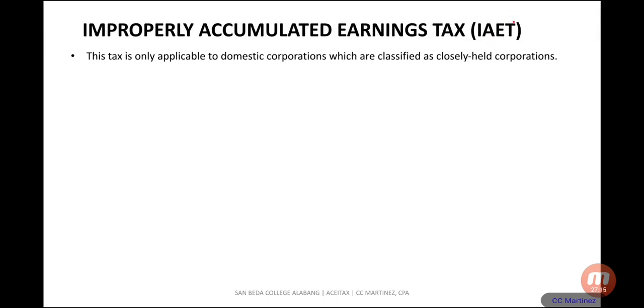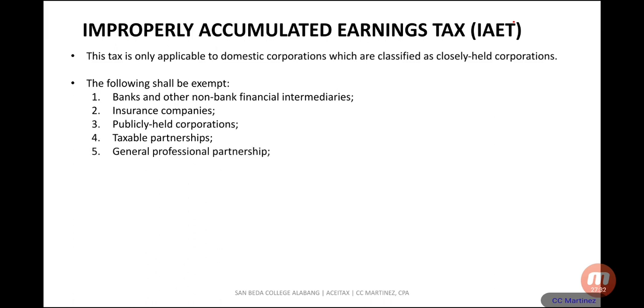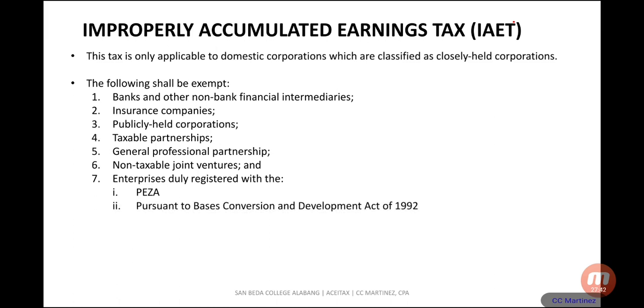So, the following shall be exempt. Number 1, banks and other non-bank financial intermediaries. Second, insurance companies. Third, public health corporations. Yung tinatawag natin kanina na listed companies. Number 4, taxable partnership, GPP. Non-taxable joint ventures. And enterprises duly registered with PEZA, pursuant to the Bases Conversion and Development Act, Special Economic Zones, BOI, or Board of Investment registered entities.